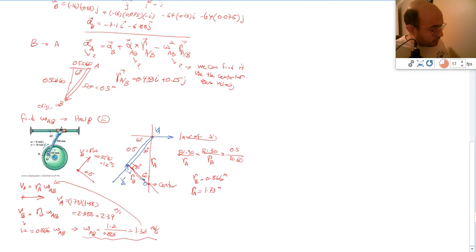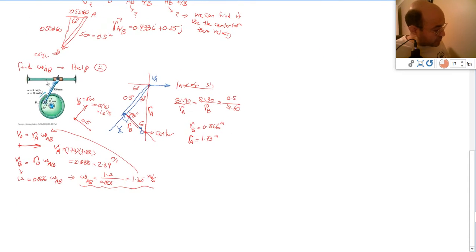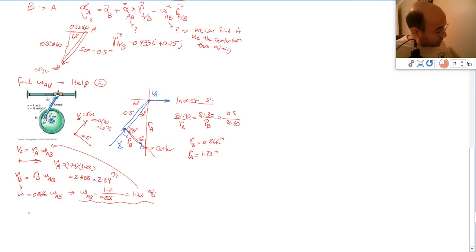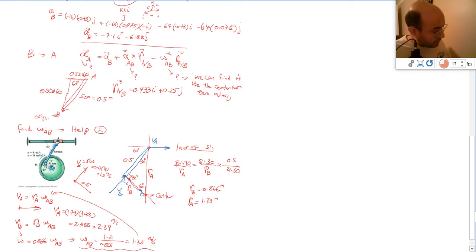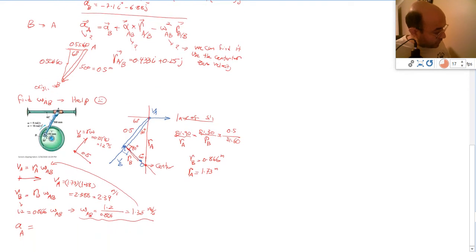So I'm going to zoom out. I need some of that information. So on that equation, I have acceleration of A, which is equal to acceleration of B. Acceleration of B, we found it as minus 7.1 I minus 6.88 J. So this is acceleration of B.